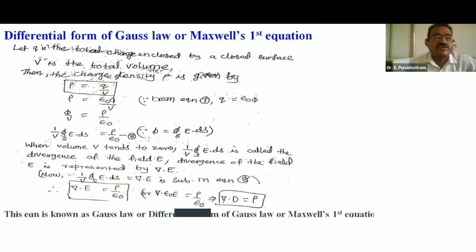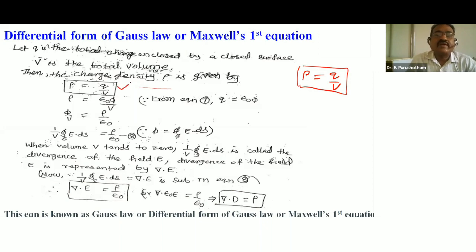Maxwell's first equation. So Q, you know very well, charge density rho is equal to Q by V, charge per unit volume, as in yesterday's class. So what is Q? What is volume? I wrote here: Q is the total charge enclosed by a closed surface, and V is the total volume. Then the charge density rho is given by rho is equal to Q by V.